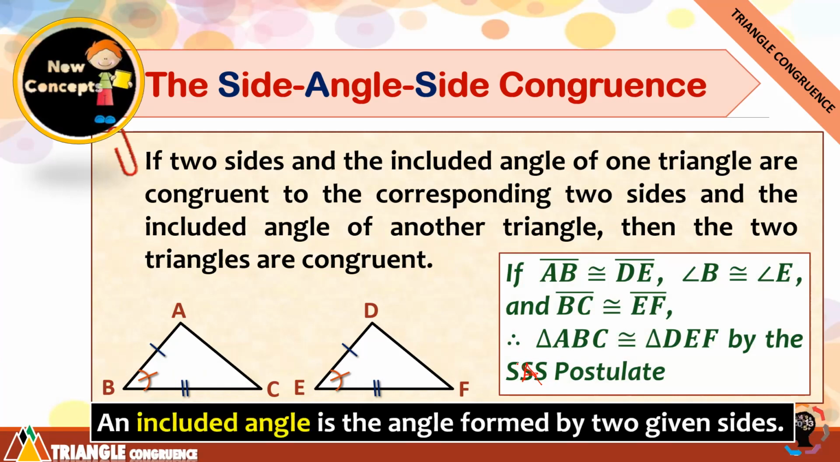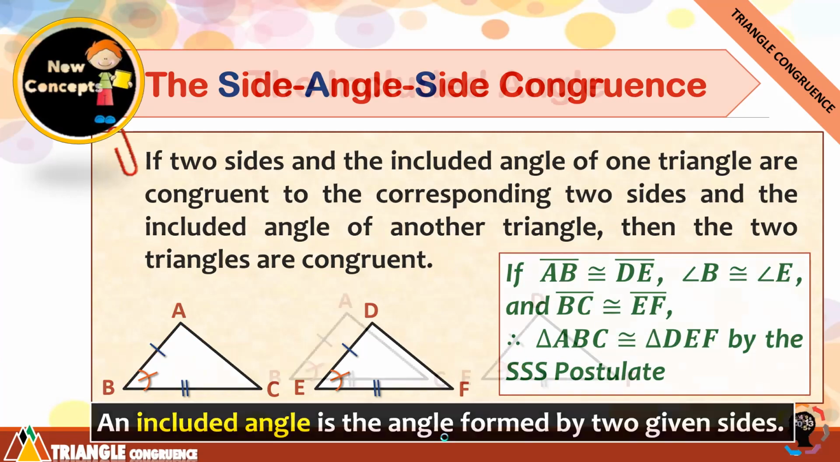An included angle is the angle formed by two given sides. Always take note of that. Also, if it's just an angle alone, it's not an included angle, okay? For example, there's no marker there. Just take note that the angle should be in between two sides. An included angle is the angle formed by two given sides.